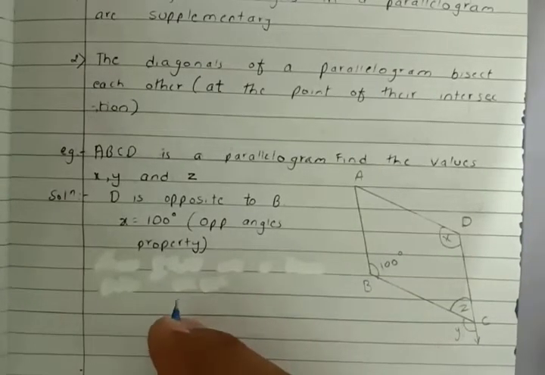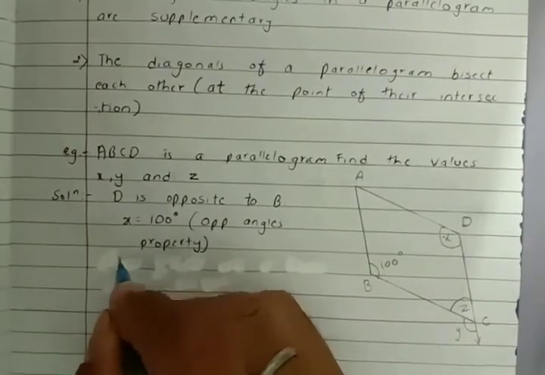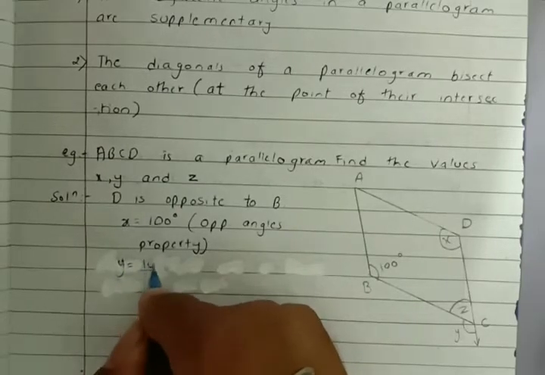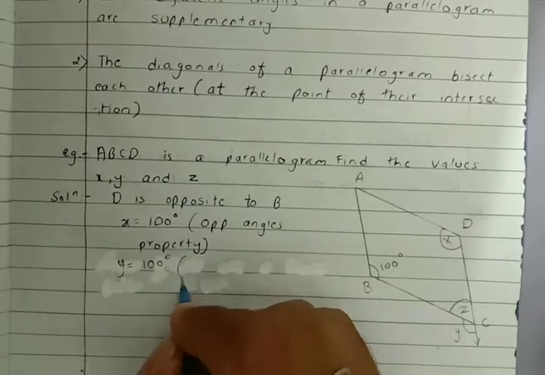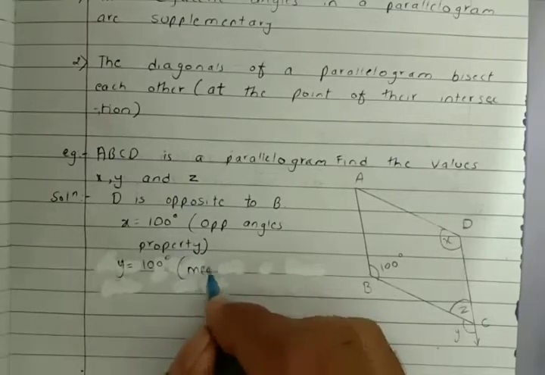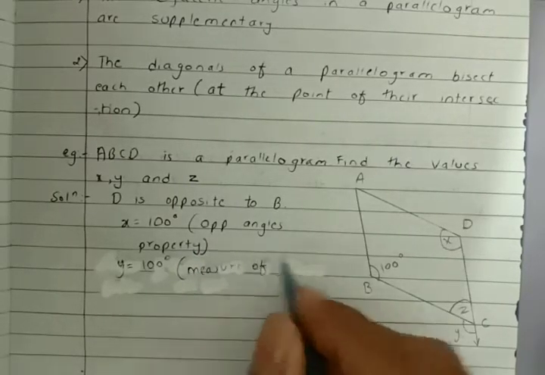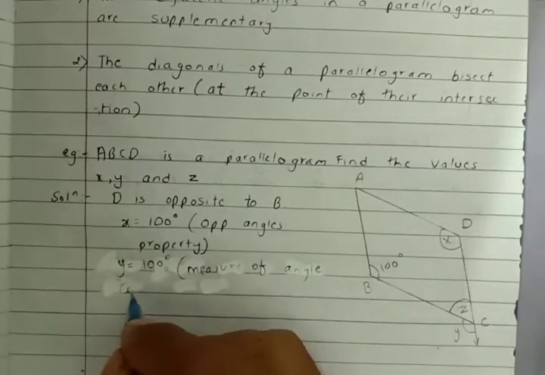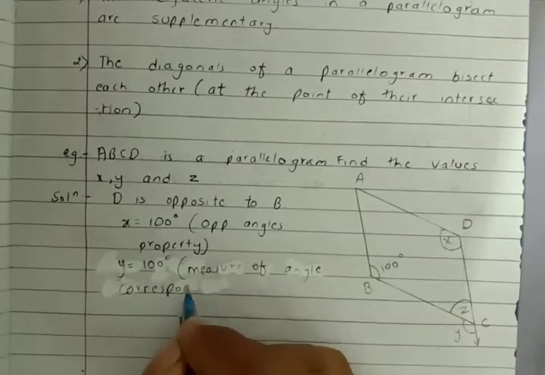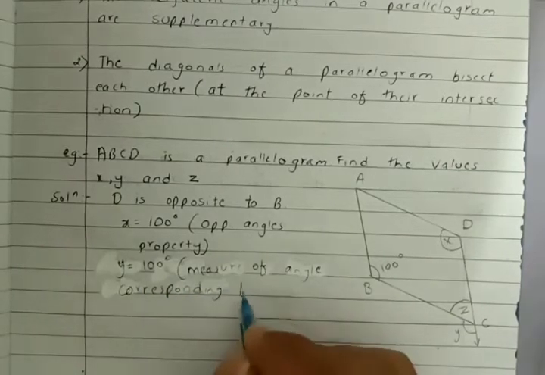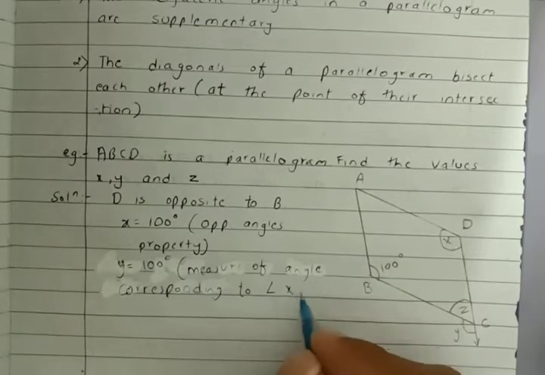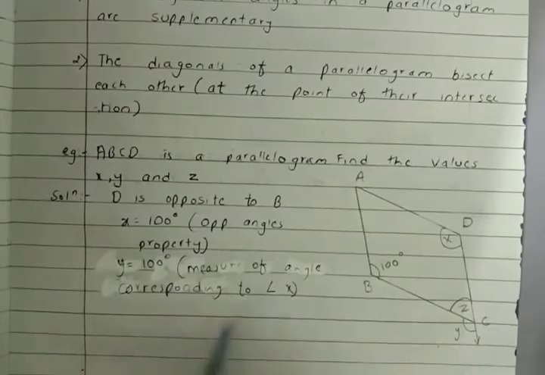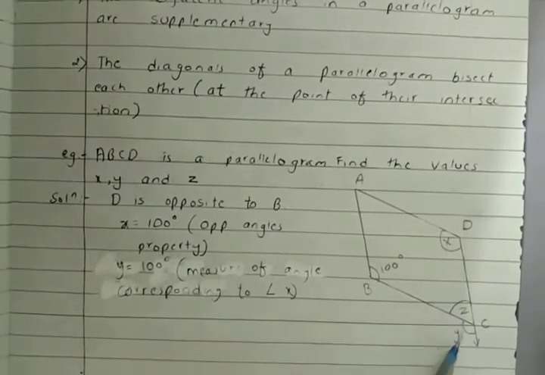Corresponding angle property. We will write it down. Y is also equal to 100 degrees. Measure of angle corresponding to angle x, right? It is corresponding to angle x.